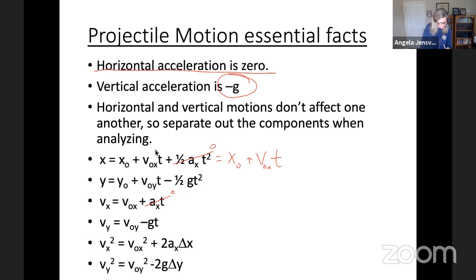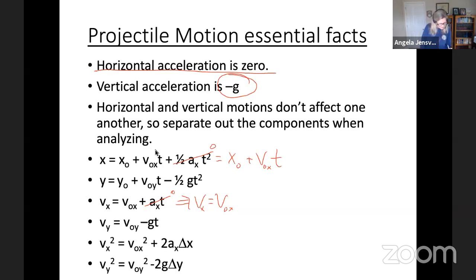So really what this says is that Vx is equal to V naught x. Okay, that's an equation, but what does it mean? It means that the horizontal velocity at any time is equal to the initial horizontal velocity. In other words, the horizontal velocity doesn't change. Why not? Because it's not accelerating. Why isn't it accelerating? Because there's no force changing its motion horizontally.